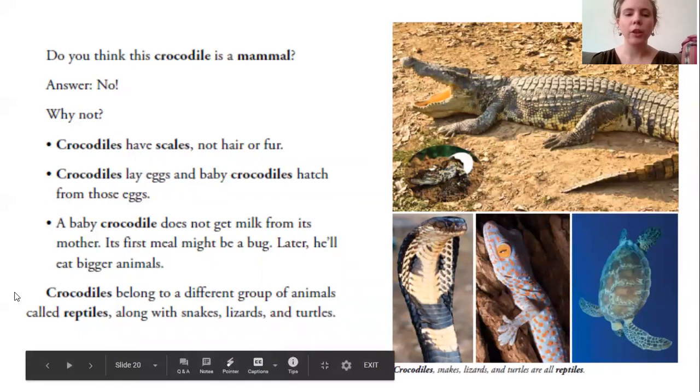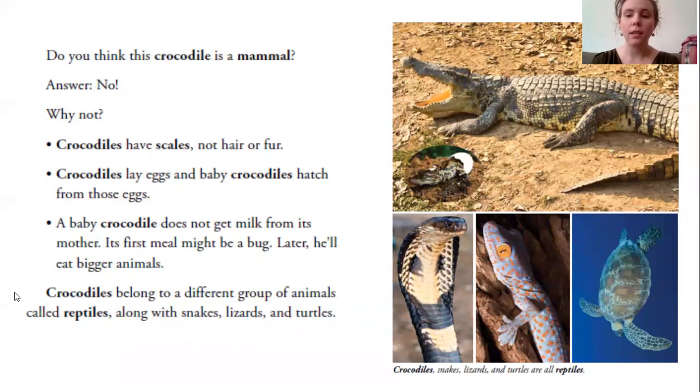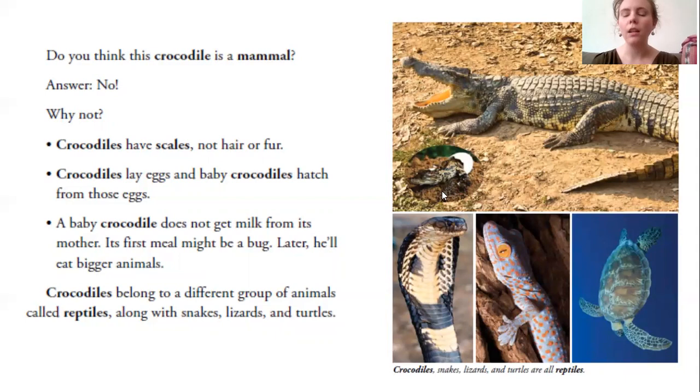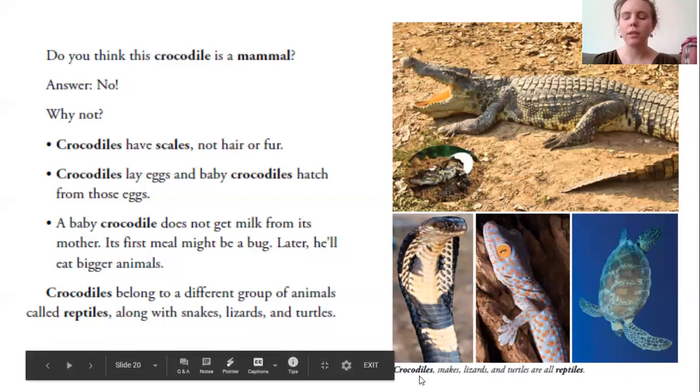Crocodiles belong to a different group of animals called reptiles, along with snakes, lizards, and turtles. And I can see some photographs over here of the animals we just described and a crocodile hatching from an egg. So as soon as it comes out of the egg, it is ready to start eating meat. Remember, crocodiles are carnivores. This caption just says crocodiles, snakes, lizards, and turtles are all reptiles.